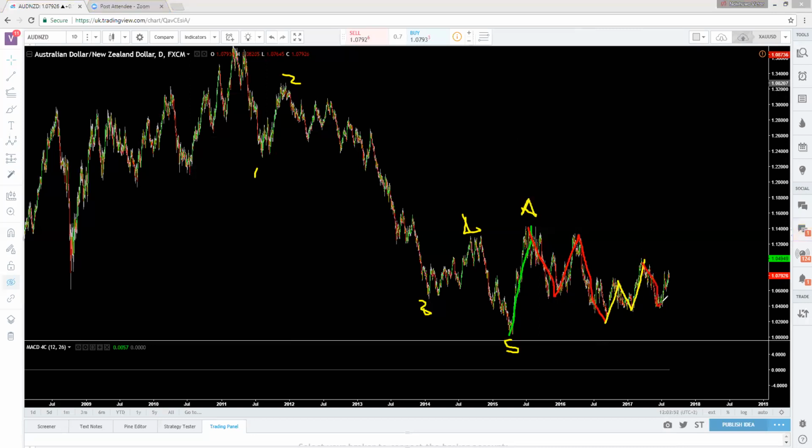We are getting another corrective structure here that will possibly do something like this. And then, if I had to label it, the first structure will be a W, the second structure will be an X. There's this first pattern, the zigzag corrective structure. So we're going to have a WXY, giving us a double 3 correction.